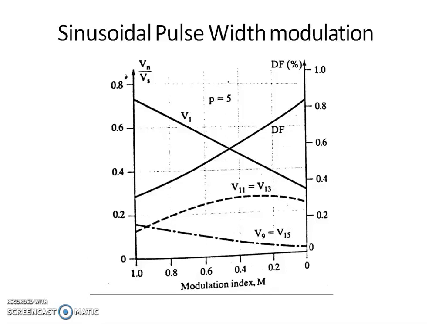The sinusoidal pulse width modulation technique is widely used in all industrial applications because the harmonic content in the output of the inverter is very low, the filter requirement is minimized, and it is very easy to design a filter to filter out higher order harmonics. These are the advantages of the sinusoidal pulse width modulation technique.